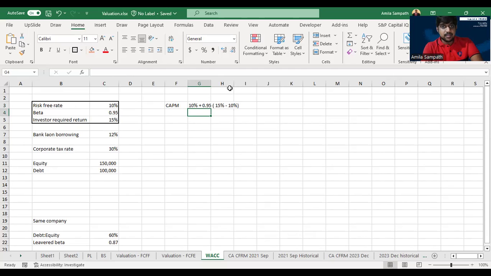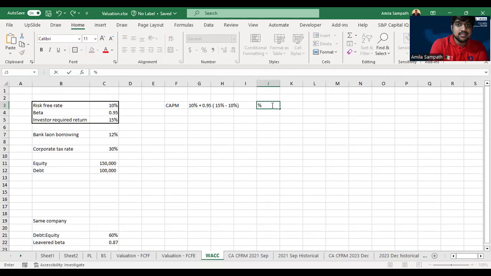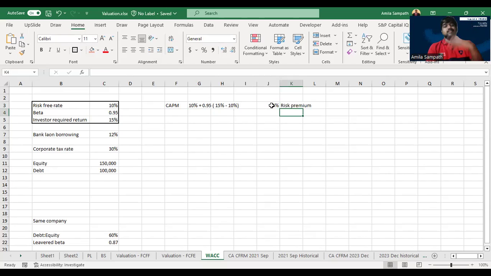This difference between 15% and 10%, this 5%, we can say is our risk premium. It is the risk premium that investors require for investing in this company, because they expect 5% more than the risk-free rate if they invest in this company. This is a risk premium.